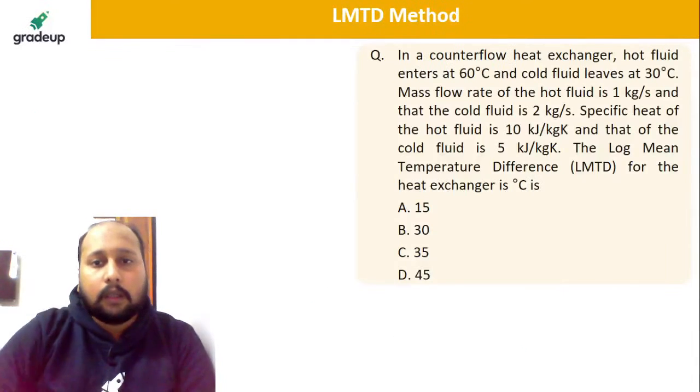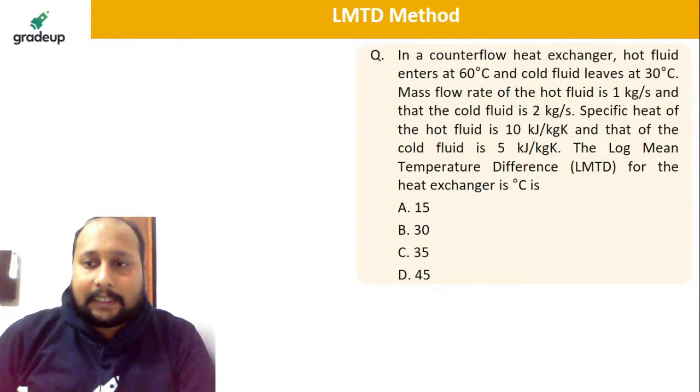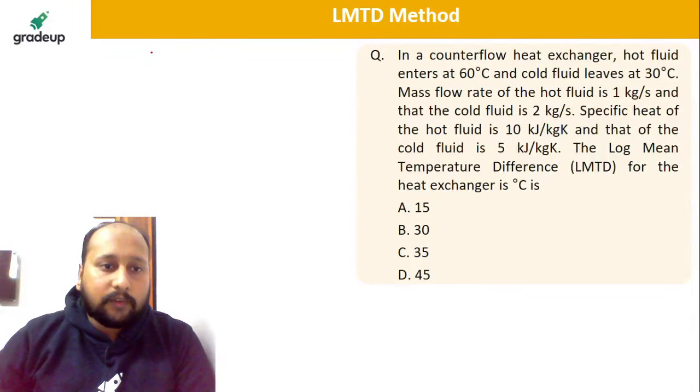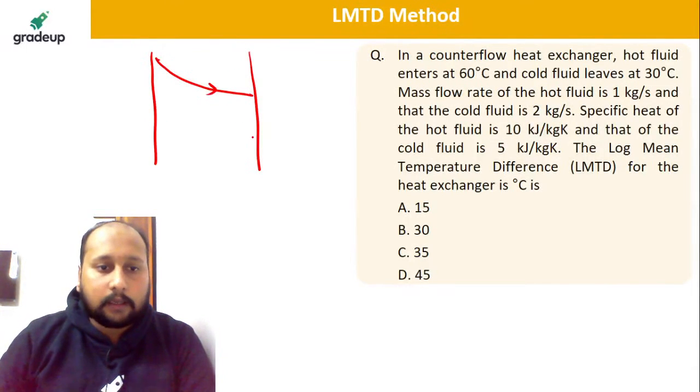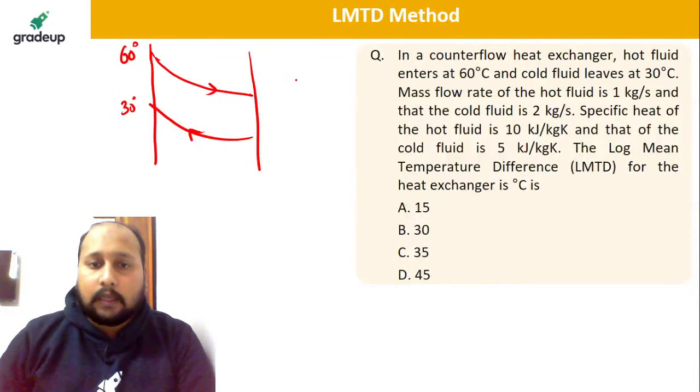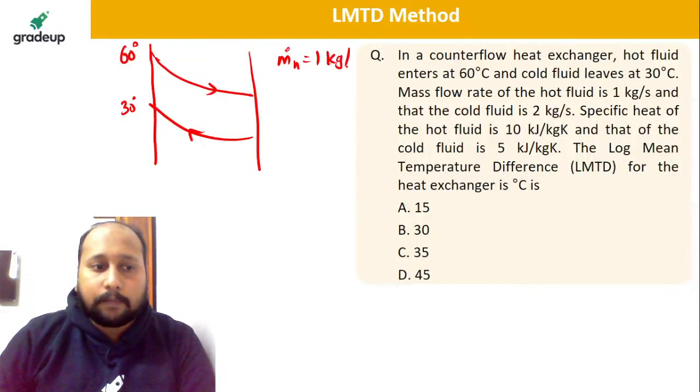Next question. In a counterflow heat exchanger, hot fluid enters at 60 and cold fluid leaves at 30. So we are having a counterflow. Let's draw the temperature profile. The hot fluid enters at 60 degrees Celsius and cold fluid leaves at 30 degrees Celsius. The mass flow rate of hot fluid is equal to 1 kg per second and mass flow rate of cold fluid is equal to 2 kg per second.